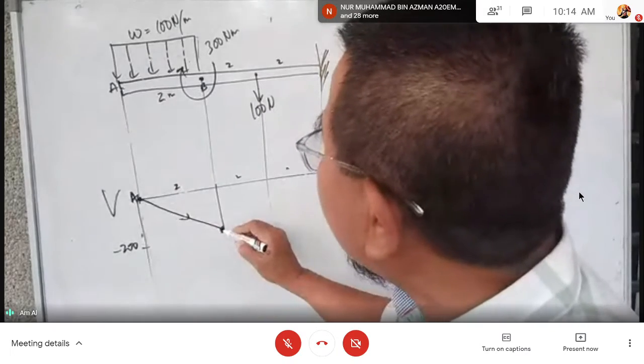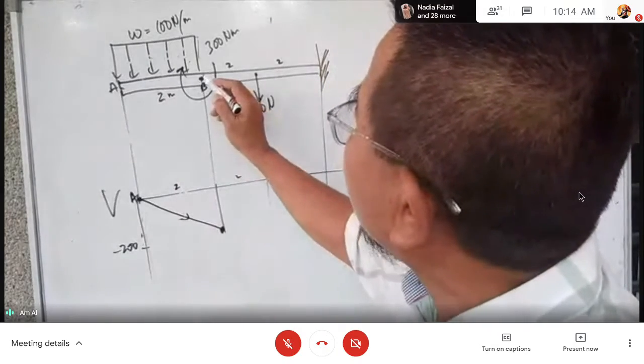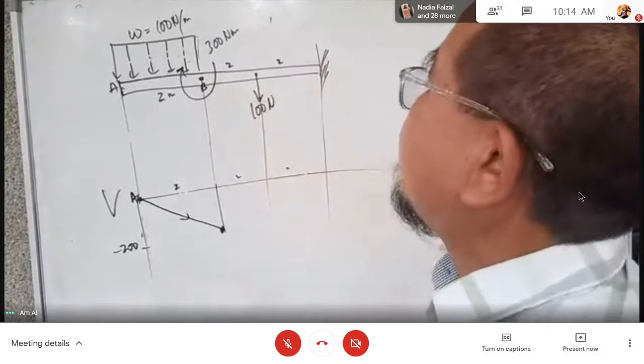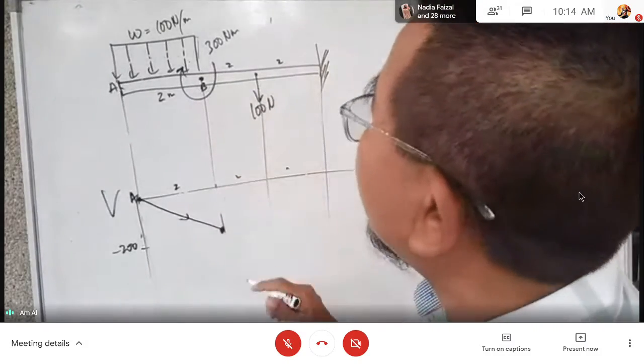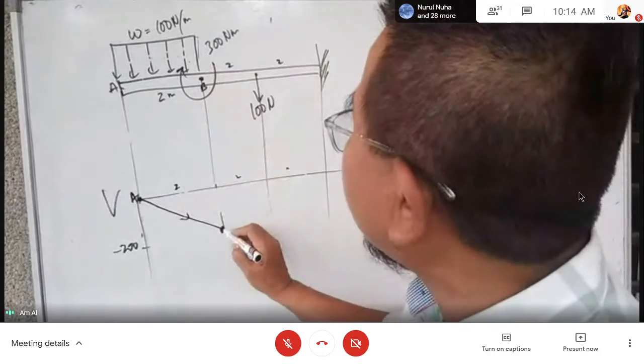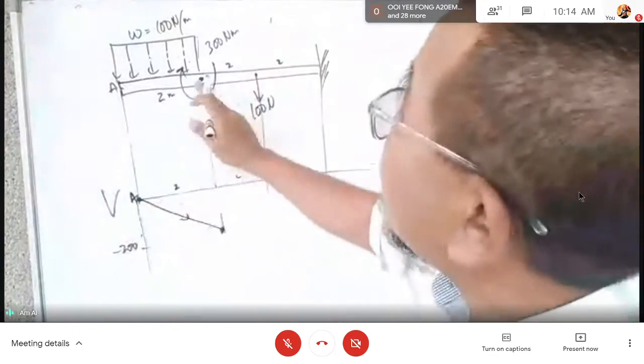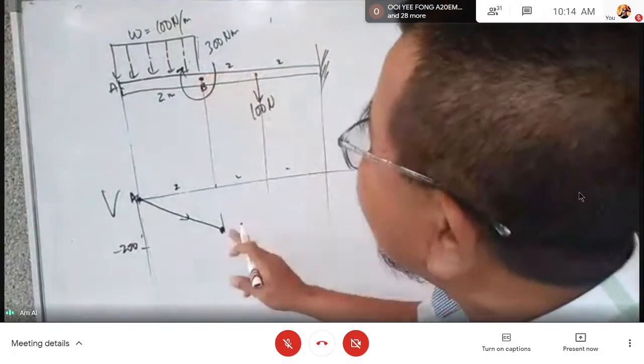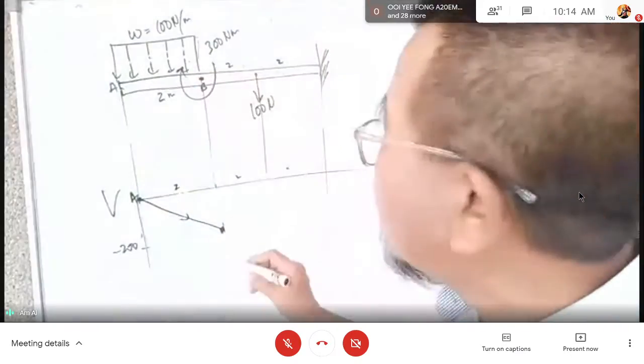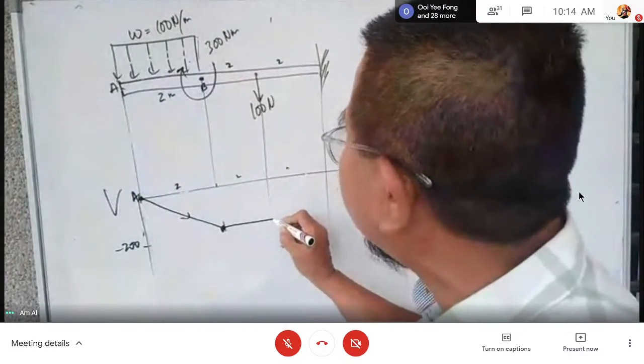And then from here to here, I don't have any force. This is a moment. So this is not a graph force. So what do I do here? I maintain. Remember the terminology. Maintain as I move from here to here, I maintain what I have now. The value is minus 200. I maintain that minus 200.